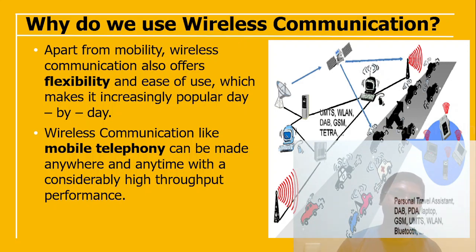Wireless communication, like mobile telephony, can be used anywhere, anytime, with no degradation in throughput performance. You are enjoying high throughput performance using UMTS, WLAN, wireless LAN, DAB, GSM, and Tetra. As cars move around, they get attached to particular stations. We have the PDA, personal digital assistant, laptop, GSM, Universal Mobile Telecommunications System, wireless LAN, and Bluetooth, everything available as we move, even between satellites.